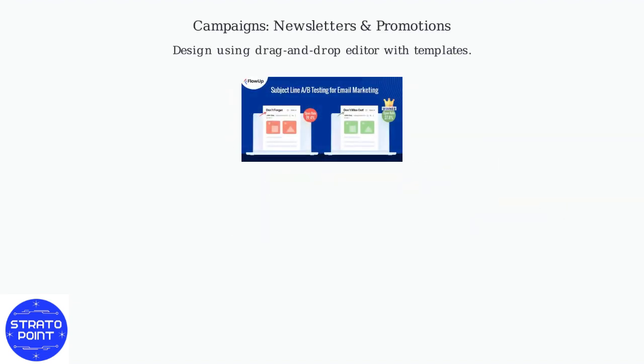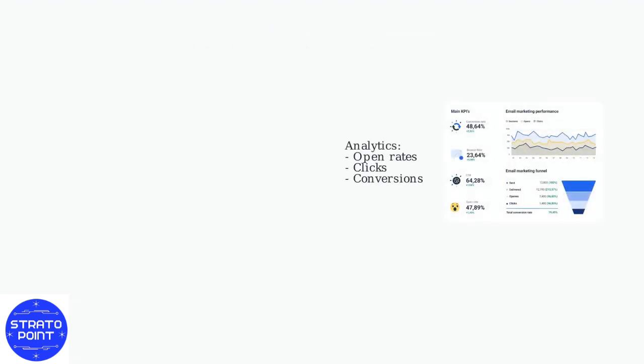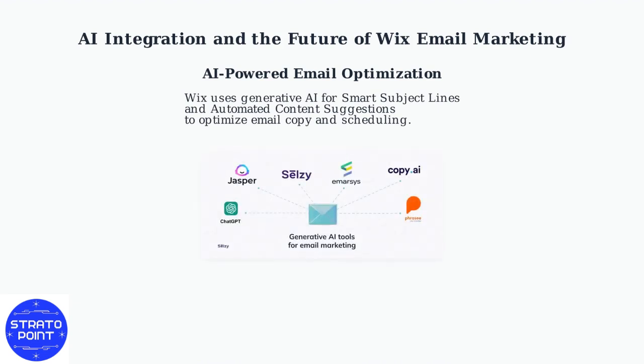Campaigns include one-off or recurring emails like newsletters or promotions. Perform A/B testing to optimize subject lines and content. Analytics provide insights into open rates, clicks, and conversions. Wix email marketing is evolving rapidly with AI integration.